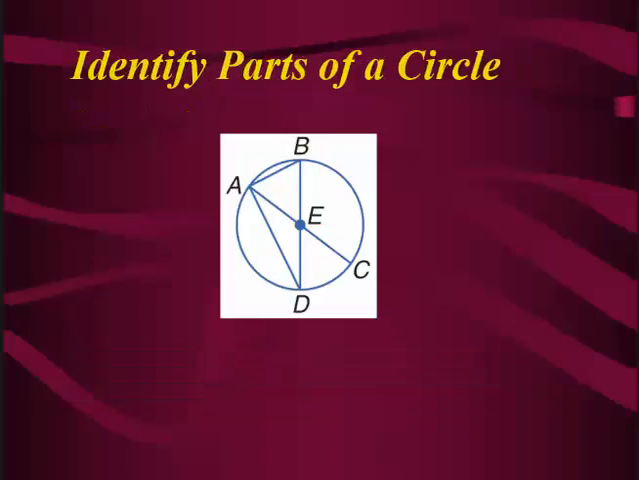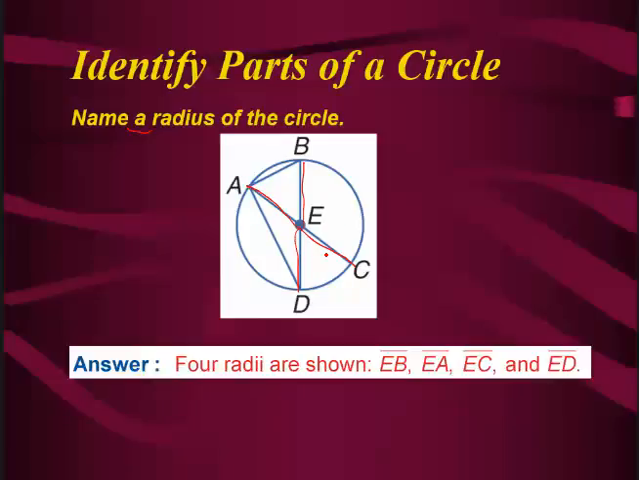Now let's use the same circle and find the radius. Plural for radius is radii. There's actually 4 different radii in this circle. It says to name a radius, so you only need to name 1, but you should recognize all 4. Because they are segments, they have endpoints. You could name it DE or ED, but remember they start at the center and go to the edge. It's just halfway across the circle. So we have ED, EC, EB, and EA. 4 different radii. Hopefully you got those right.